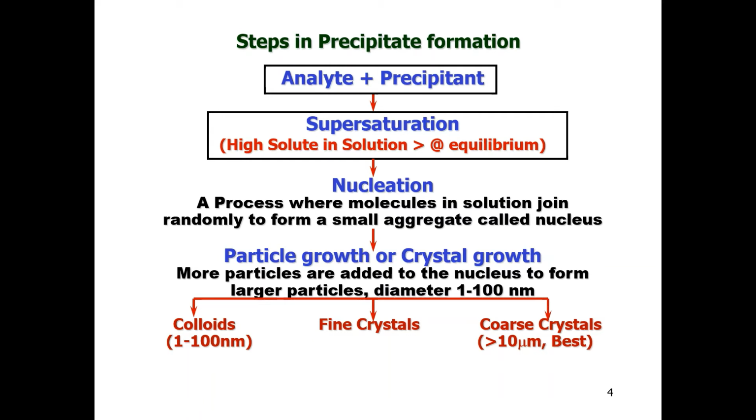Okay, so that is based on calculation. So when you make your experiment, make sure that the value of Q is bigger than the value of Ksp of the particular precipitate that you wish to study. Okay, when you add the precipitant, it will undergo what we call nucleation, a process where molecules in solution join randomly to form a small nucleus of AgCl precipitate.